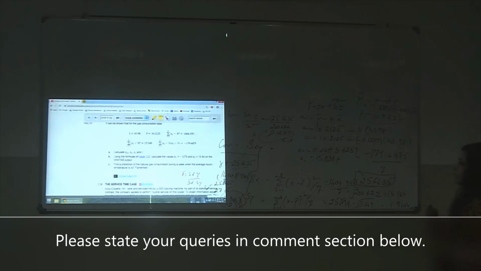And part B, they were basically asking us that using the formula on page 128, we already have done the formula. You calculate the values of B1. I've already calculated this value for you, and this is the same, and B0 is 15.84. So our B0 is actually presented by A here. Where is the value that we calculated? 15.8384, so it's 15.84, basically they just rounded it off.